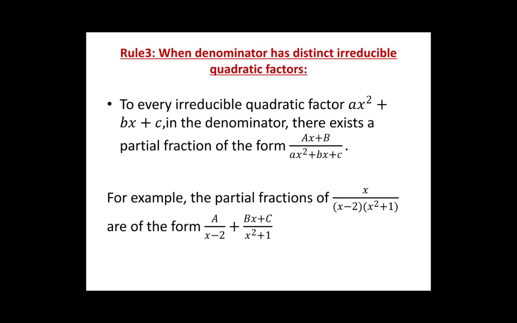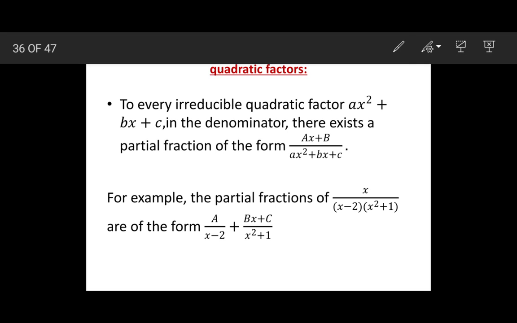Now to every irreducible quadratic factor ax square plus bx plus c in the denominator, there exists a partial fraction of the form (ax plus b) upon that quadratic factor. So just check: if a factor of the denominator is quadratic but it is irreducible, then the numerator will be a linear expression, bx plus c.